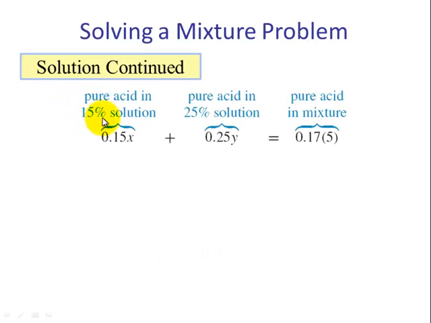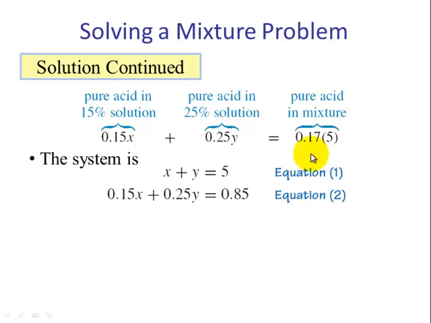So we're going to take the 15% acid solution concentration, multiply that by our x, plus the 25% solution times y, and that will be equal to the 17% acid solution that we want, times the number of quarts, and we know the number of quarts is 5. So now we simplify. 0.17 times 5 is 0.85. So we have our system. We have x plus y equals 5, and we have 0.15x plus 0.25y equals 0.85.